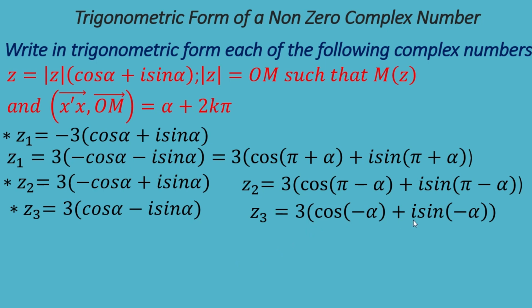This is the trigonometric form of z3 because here we have a positive number times cosine of an angle plus i sine of the same angle. Modulus of z equals 3, argument equals minus alpha plus 2k pi. An argument is minus alpha.